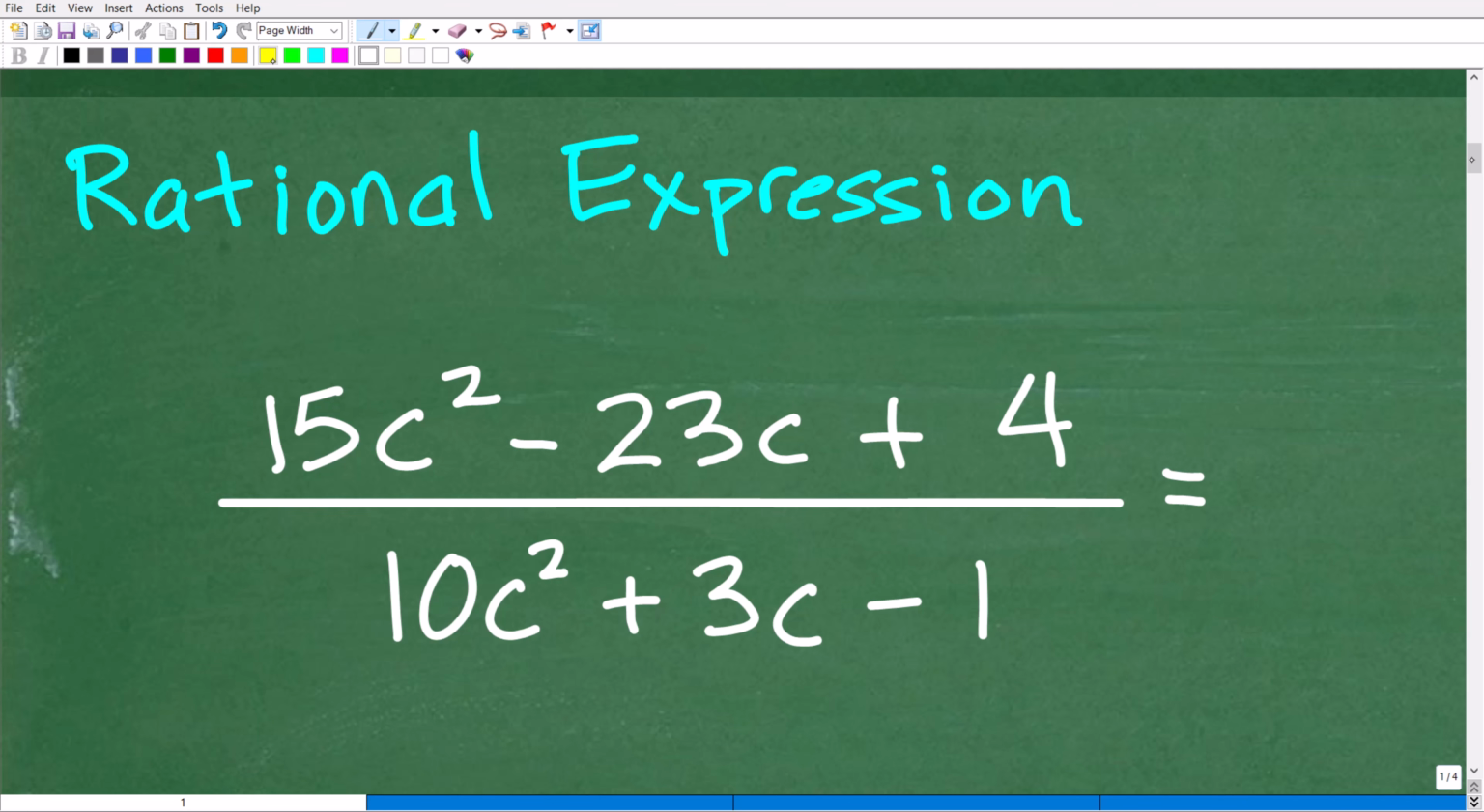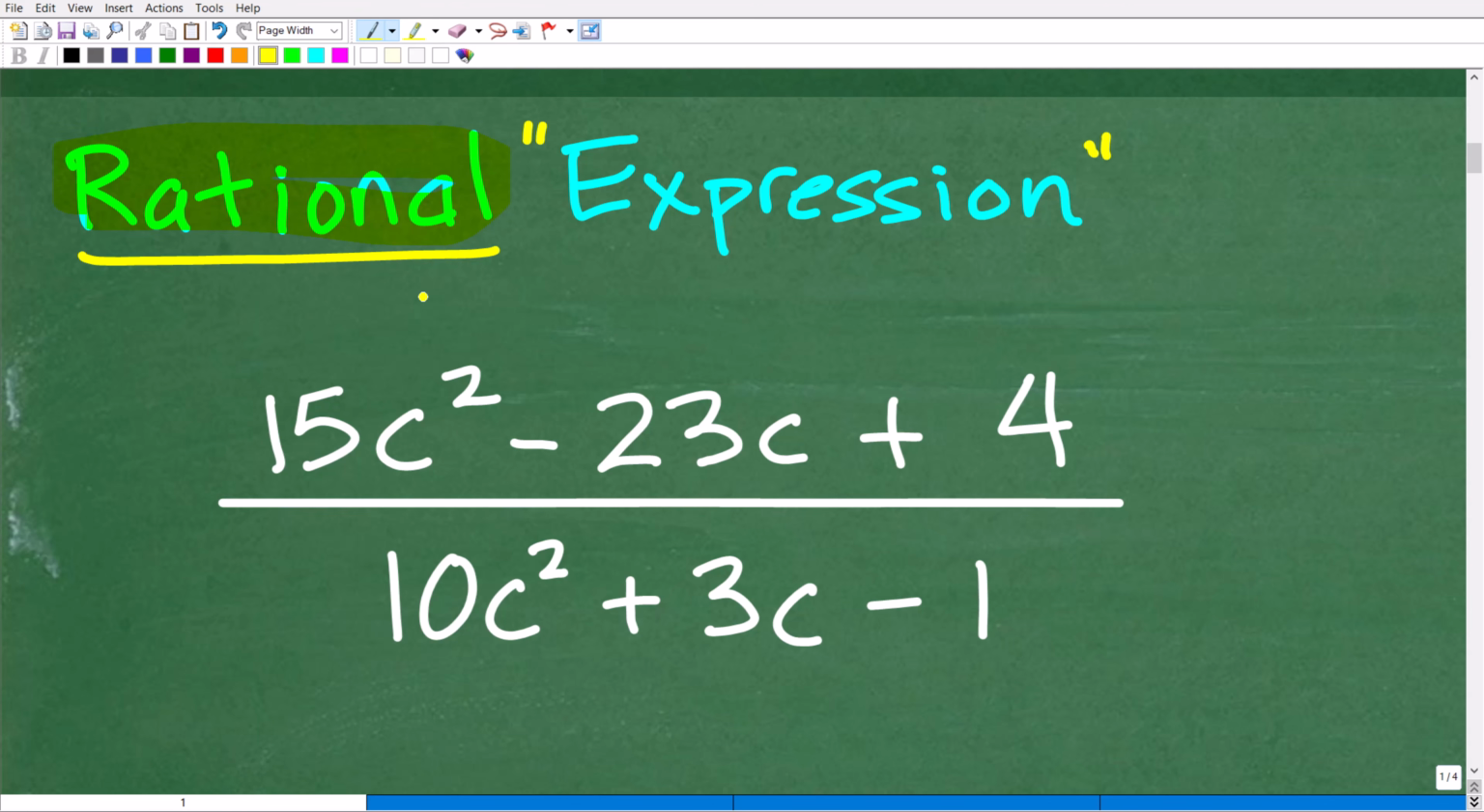Okay, so we're talking about rational expressions, and you need to understand this word rational. Okay, so here is a rational expression, right? Now, I have an equal sign here. We're just trying to simplify it, but this would be an expression.